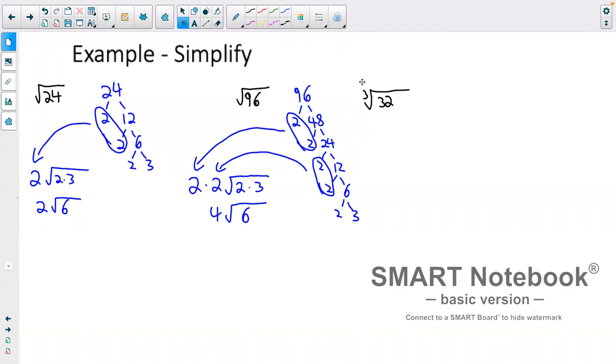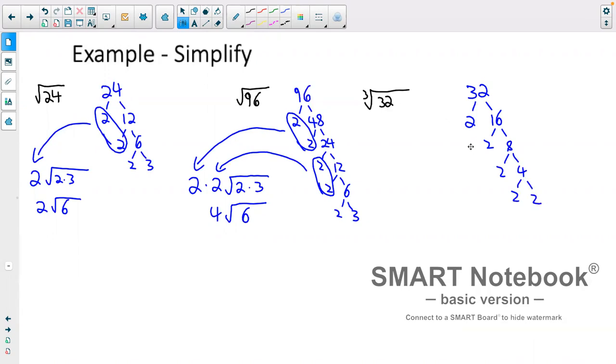Now, our next one's slightly different because it's a cube root. So instead of looking for sets of 2 identical numbers, like for the previous 2 examples, we'll be looking for sets of 3 identical numbers. Other than that, everything is the same. So we'll factor tree 32. So that's the same as 2 times 16, which is the same as 2 times 8, which is 2 times 4, which is 2 times 2.